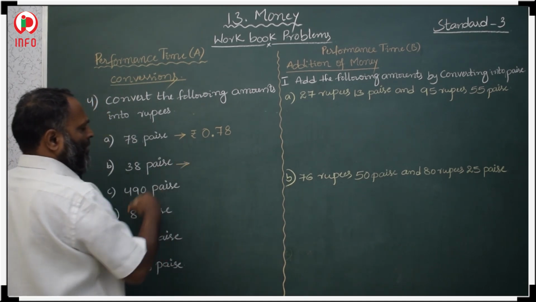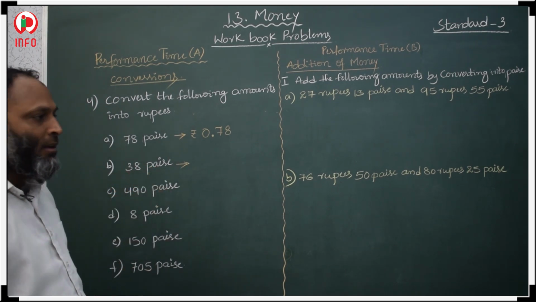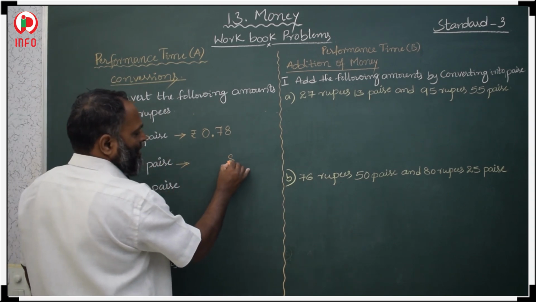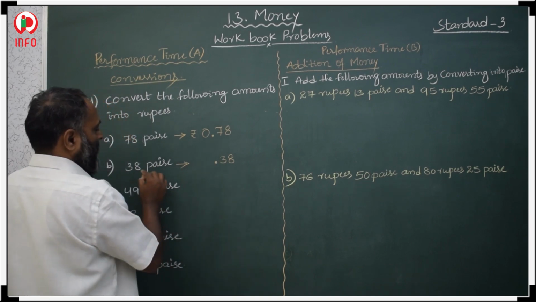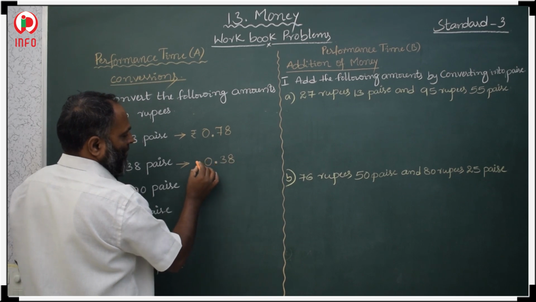Now here also, how to convert this 38 paisa into rupees? Again the same: ones place and tens place. After the tens place we keep a decimal. Then after that no number is there, so we take 0, and rupees.